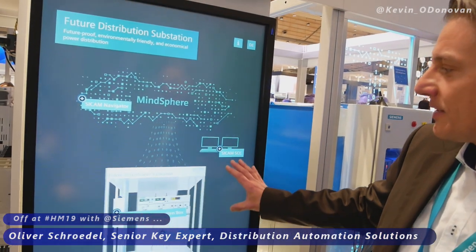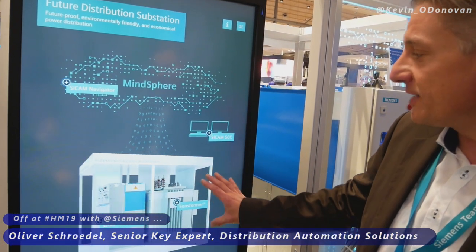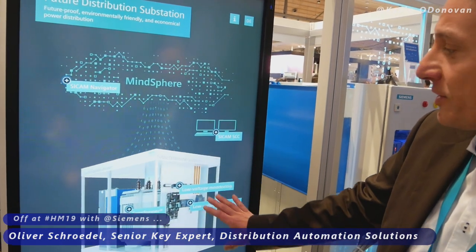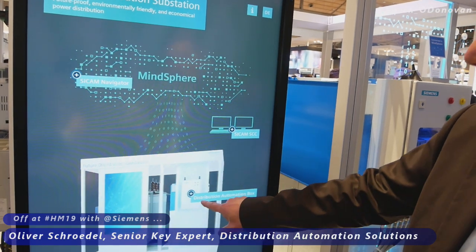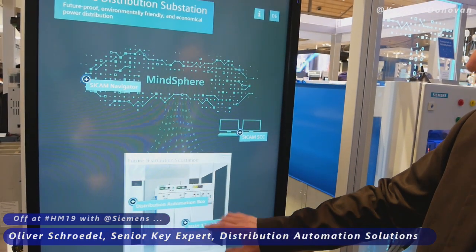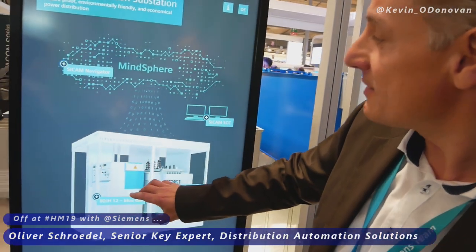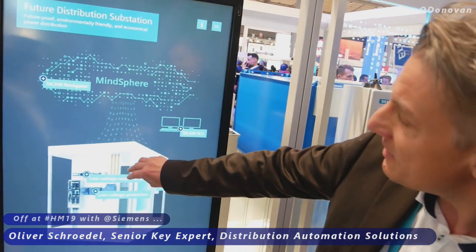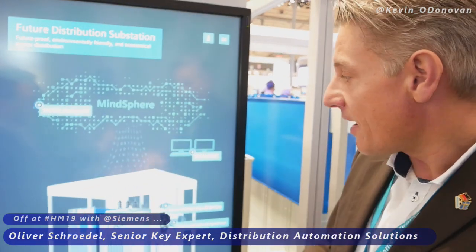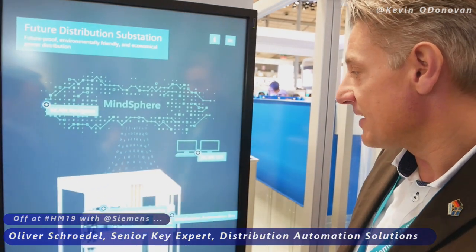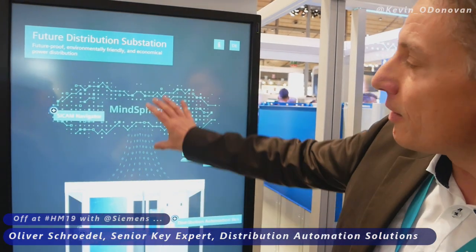So at least it's all the data which is generated in this Future Distribution Substation from all the low voltage devices, low voltage breakers, measurement devices, go via this distribution automation box to the MindSphere. Also the data of the medium voltage and the transformer are shipped to the MindSphere. And you see there's a data flow which goes up to the MindSphere. That means all data generated, like switching status, values of measurements and also asset information, go to the MindSphere.